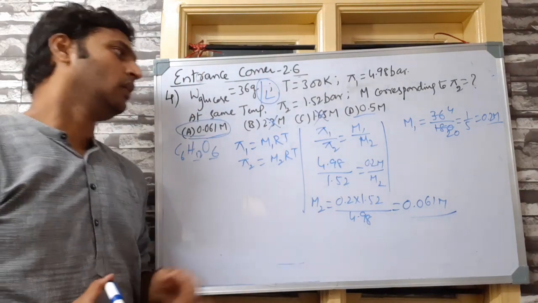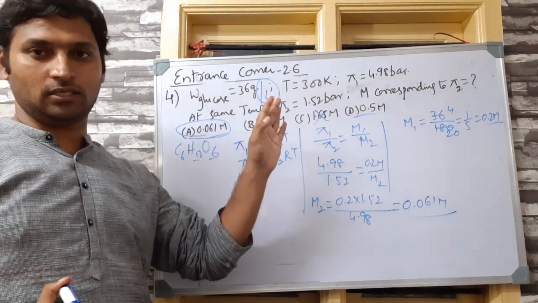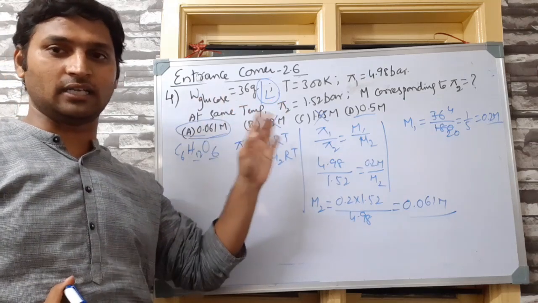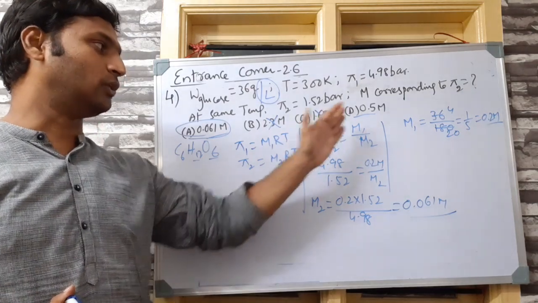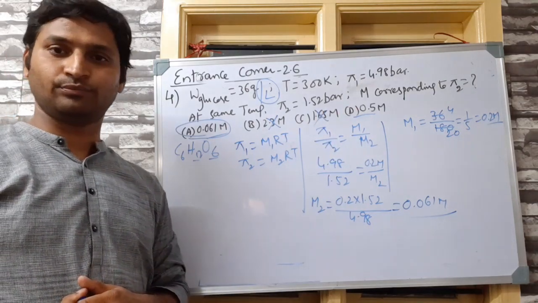Clear? So he has given two different pi values at two different concentrations. So pi 1 by pi 2 is equal to M1 by M2. Easy?